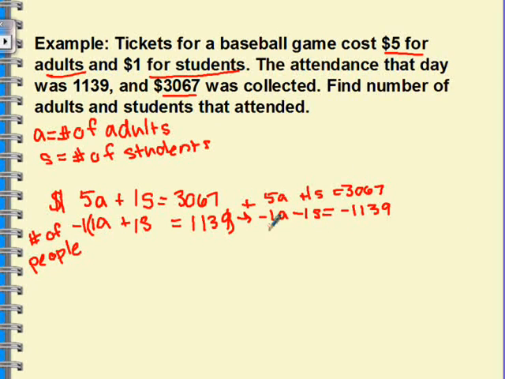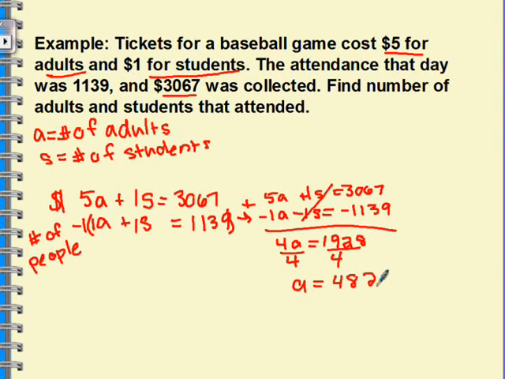We can add the equations together. 5A plus a negative 1A would give me 4A. My S's are gone. 3,067 plus a negative 1,139 would give me 1,928. Now we just have to divide by 4. So how many adults were at this game? 482.